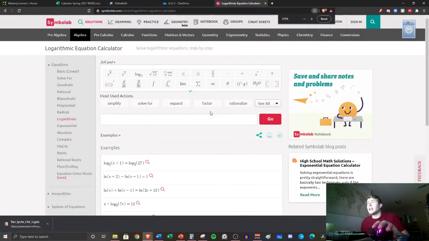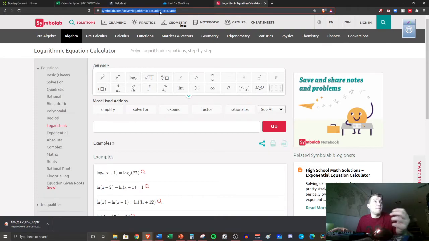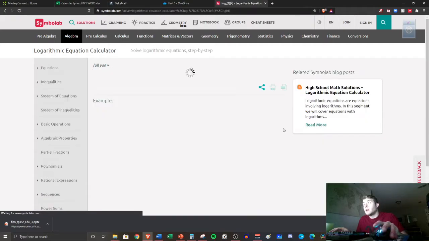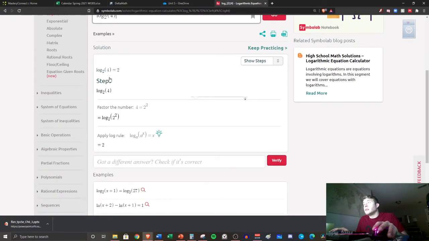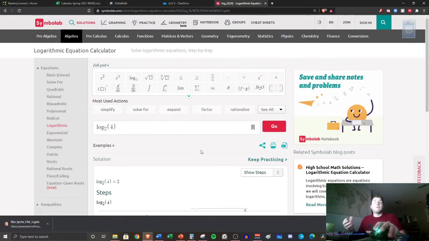This is the one that I landed on that I like the best. It's called Symbolab. I'm going to pause the video and link it so that those that don't have the calculator, you can use this. You're just going to hit this log button, 2 to the 4, go. And really all you need is this last one here. Okay, it's equal to 2. All right, it's equal to 2. So those are the different ways that we can find these logarithms.